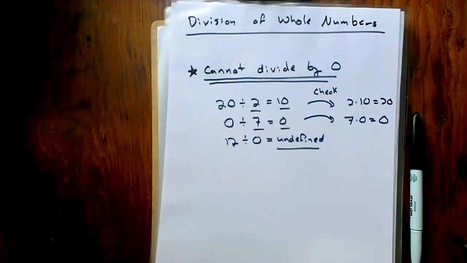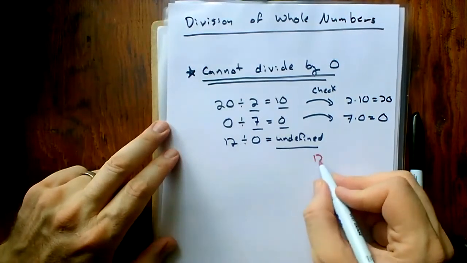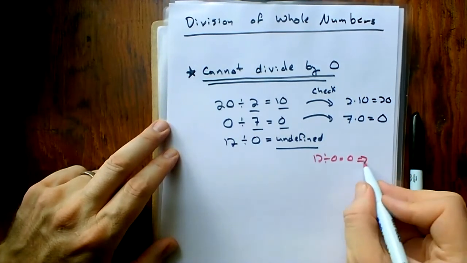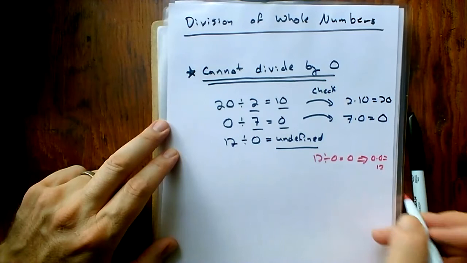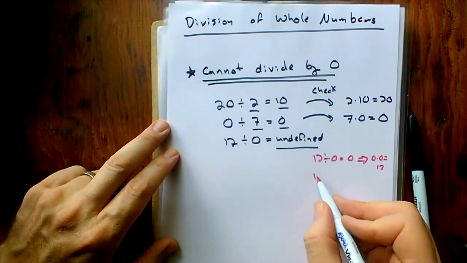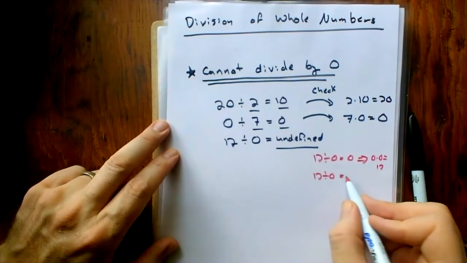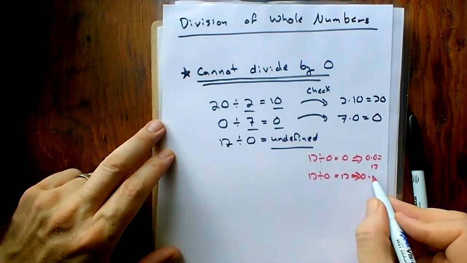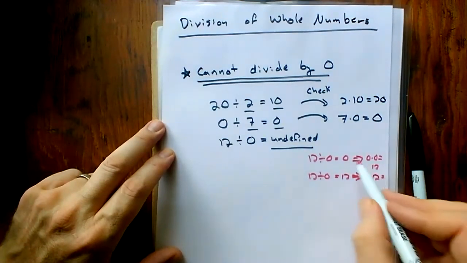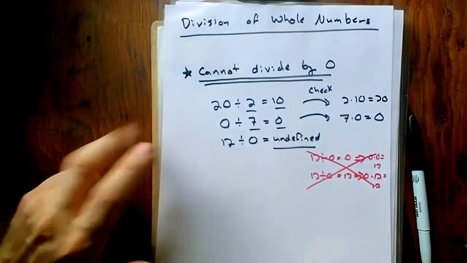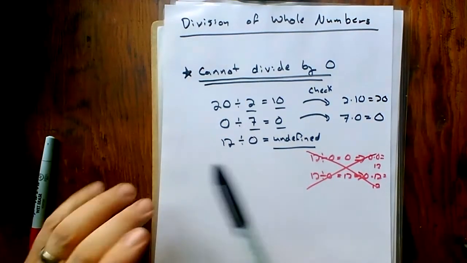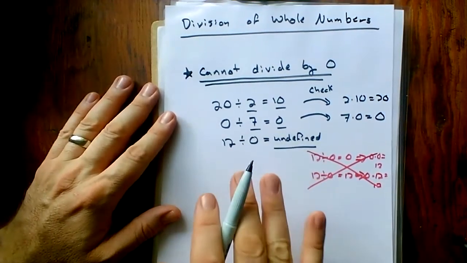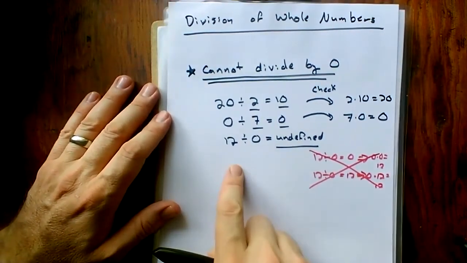If you were to say that 12 divided by 0 is equal to 0, then you're implying that 0 times 0 equals 12. If you were trying to say that 12 divided by 0 is equal to 12, are you trying to tell me that 0 times 12 equals 12? None of these things are true. The answer when you divide by 0 is undefined. It is illegal to divide by 0. This is a very important rule.